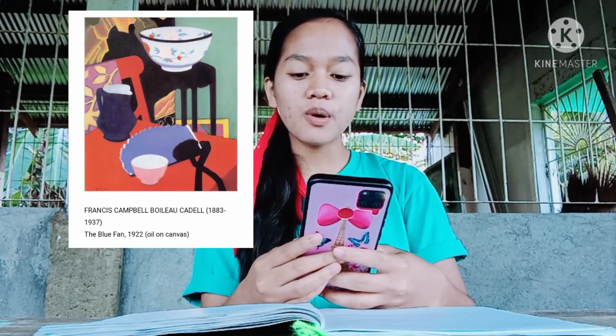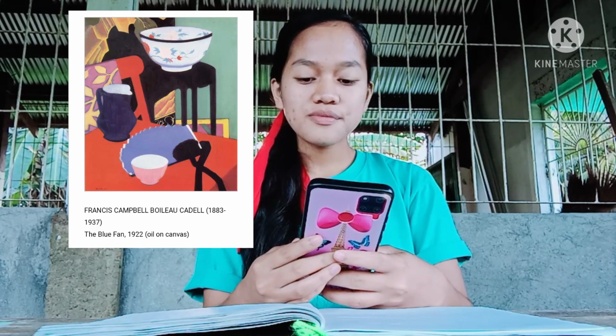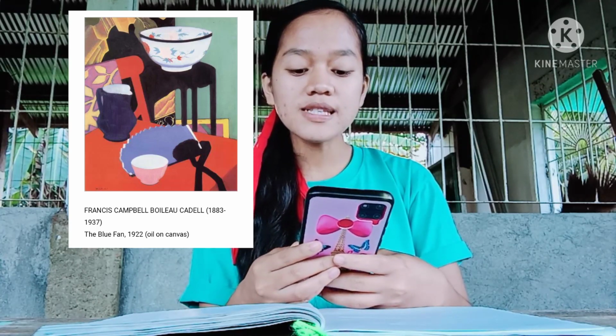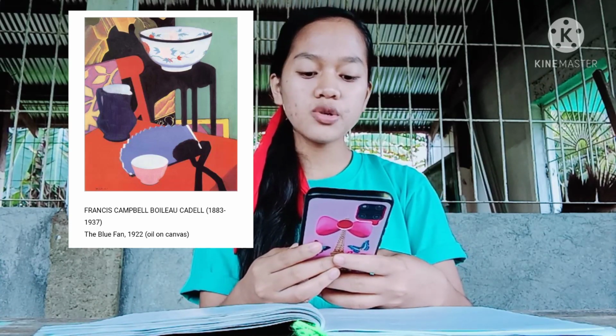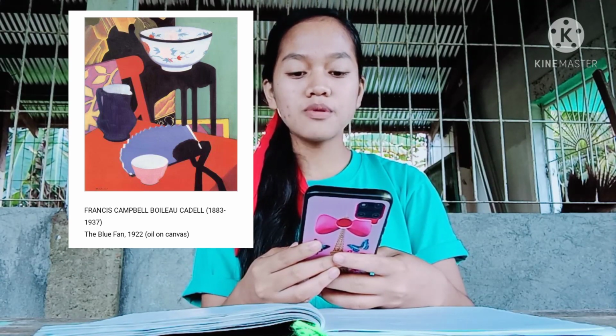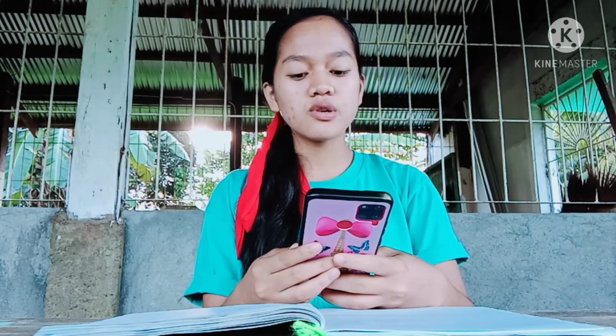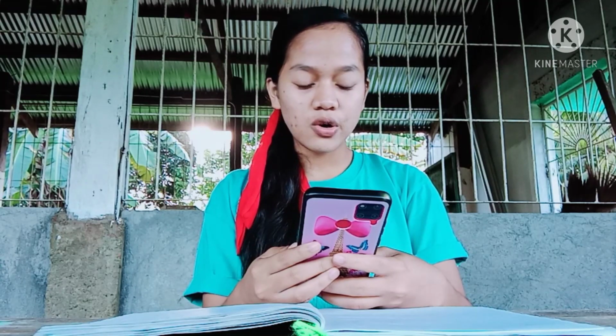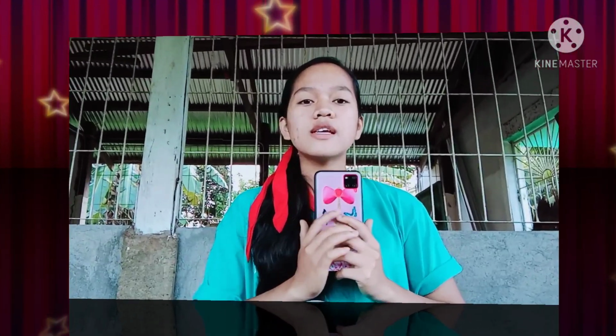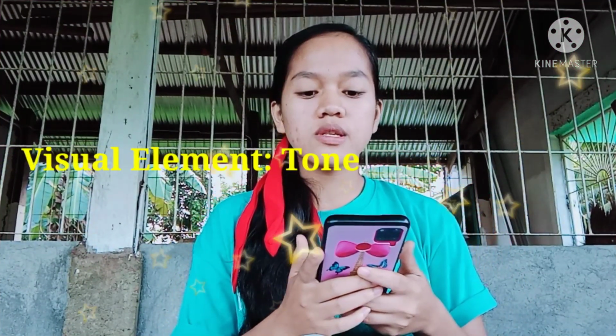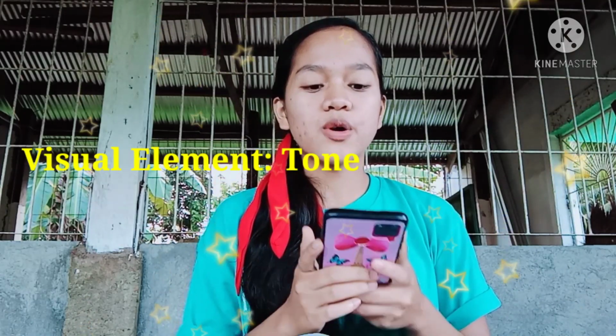So the example is Francis Campbell Boileau Cadell, The Blue Fan, 1922, Oil on Canvas. And the next, let's talk about the tone. Tone is the lightness or darkness of a color. The tonal values of an artwork can be adjusted to alter its expressive character.